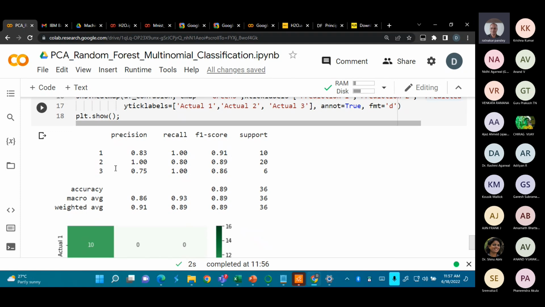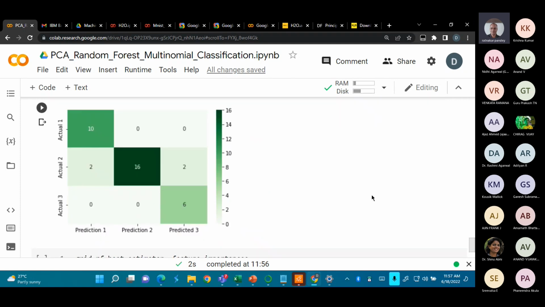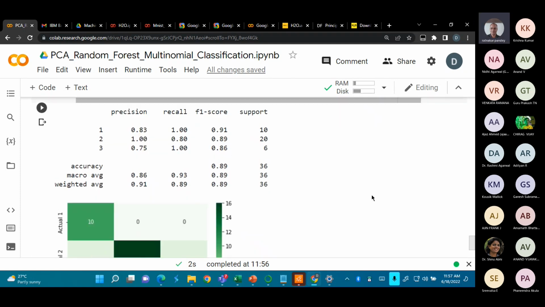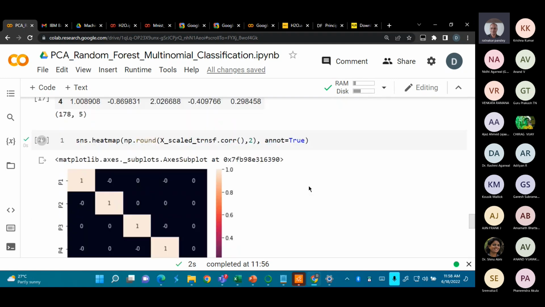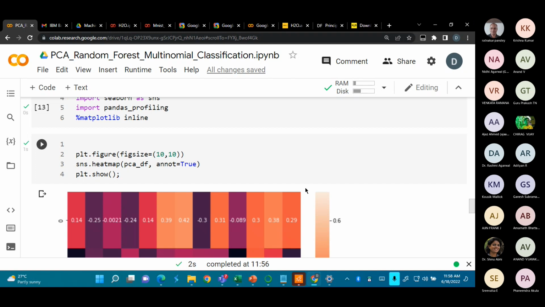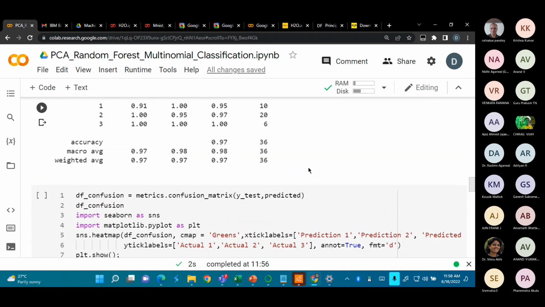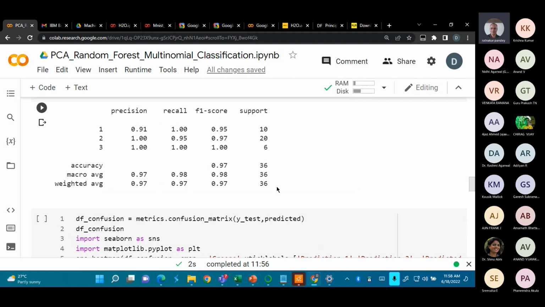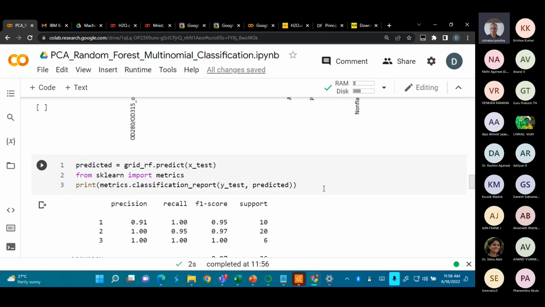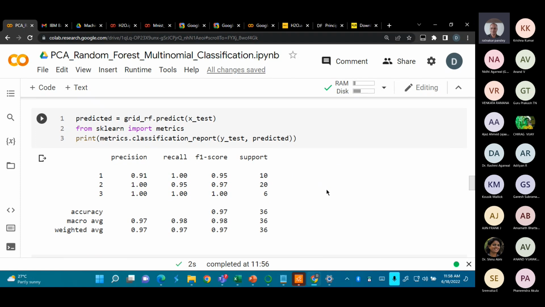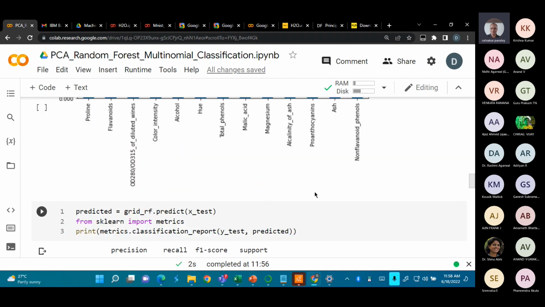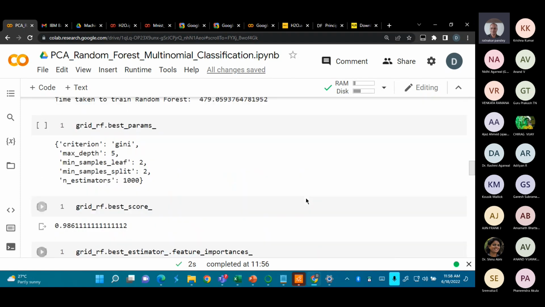In this case, let's look at the weighted average: 0.91, 0.89, 0.89. Let's see how it looked against the original data. 0.97, 0.97, 0.97. So in this case, the original data's performance is better than the PCA. That's what I'm saying: it may or may not necessarily work out for you. But let's go ahead and give it a try and see what comes out over here, right?